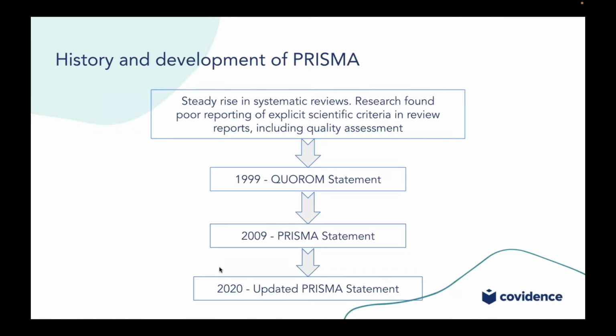So a little bit of history about PRISMA itself. Research in the late 80s found that there was poor reporting of scientific criteria and reviews published in leading medical journals. So this led to the development of the QUOROM Statement, also known as Quality of Reporting of Meta-Analyses, in 1999. In 2009, the guidance was updated and renamed PRISMA, which stands for Preferred Reporting Items of Systematic Reviews and Meta-Analyses. And it has subsequently been updated again to incorporate advances in systematic review methodology and terminology, and is now known as the 2020 PRISMA Statement.